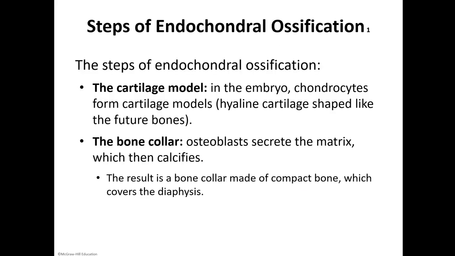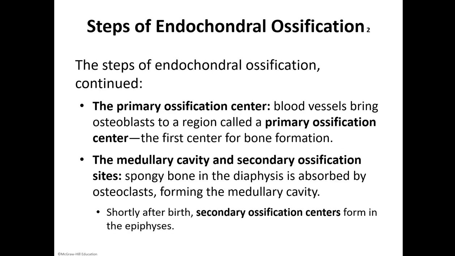The cartilage model: in the embryo, hyaline cartilage is shaped like the future bones. The bone collar consists of osteoblasts that secrete matrix, which will then calcify. This will result in a collar of compact bone. The primary ossification center is where blood vessels begin to nourish the osteoblasts, the first center of bone formation. In the medullary cavity and secondary ossification center, the spongy bone in the diaphysis is absorbed by the osteoclasts, which then form the medullary cavity.